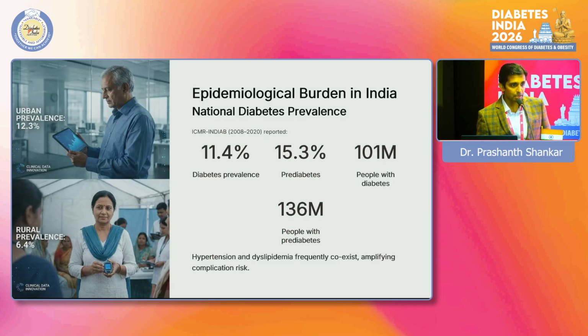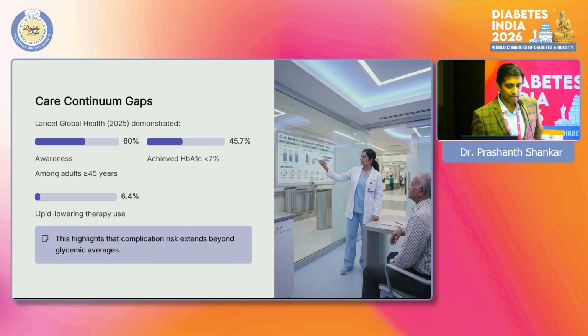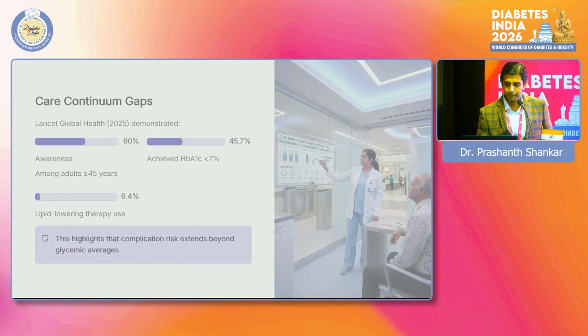And we have the epidemiological burden of diabetes in India, which is rising every day, and there are care continuum gaps. This is based on the Lancet Global Health, which demonstrated that there is a lack of awareness. The number of patients with controlled HbA1c is very low, and despite having diabetes, the number of patients using lipid lowering therapy is very low, which means that more patients can end up with complications.